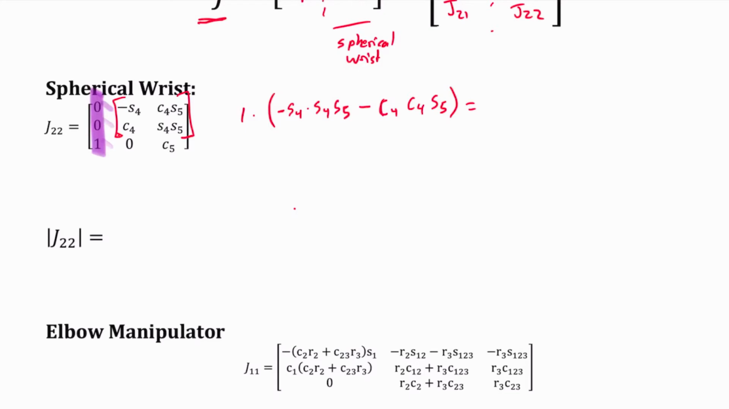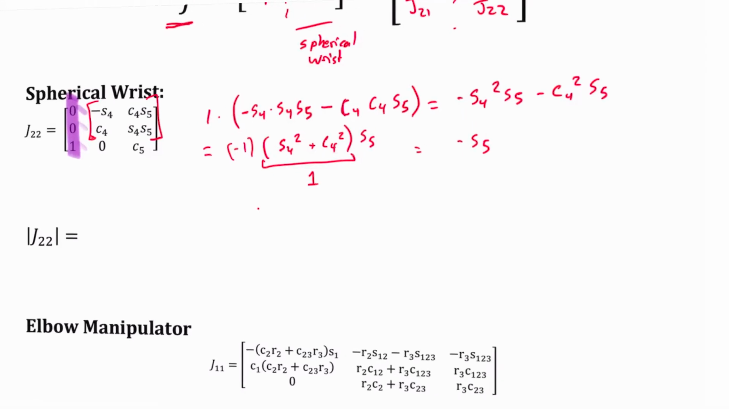And so I can work this out. It's going to be negative S4 squared S5 minus C4 squared S5. So I can pull those together. I've got negative 1 times S4 squared plus C4 squared, times S5. Well, this term right here is going to be 1, so I just have negative S5.